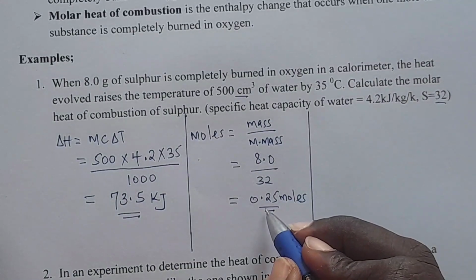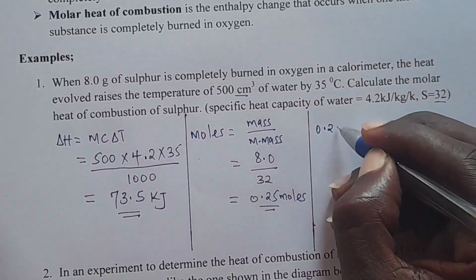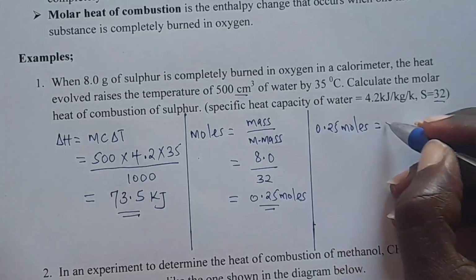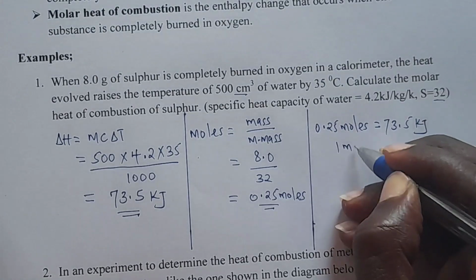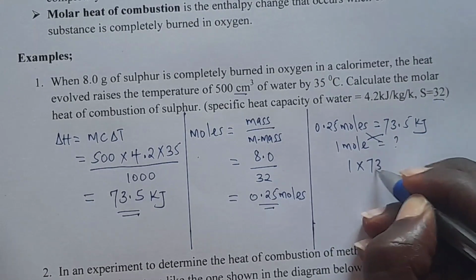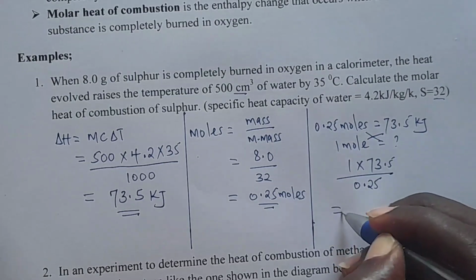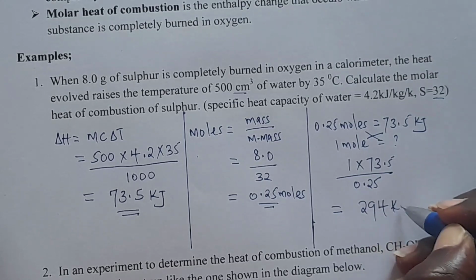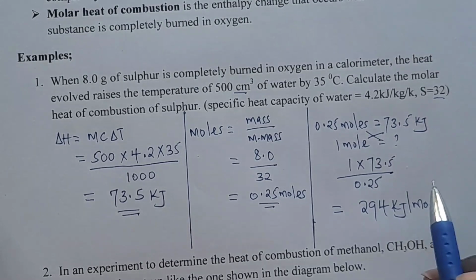After that, we are going to proceed to molar enthalpy of combustion, and we are going to say this number of moles produces this amount of heat. What about 1 mole? So 0.25 moles produces 73.5 kilojoules. What about 1 mole? So we are going to say 1 times 73.5 divided by 0.25. Here we are going to get 294 kilojoules per mole.